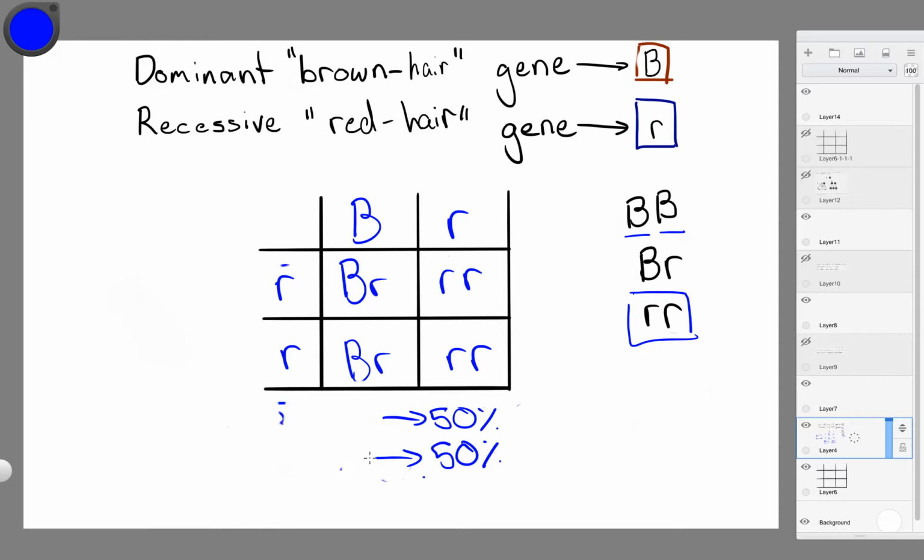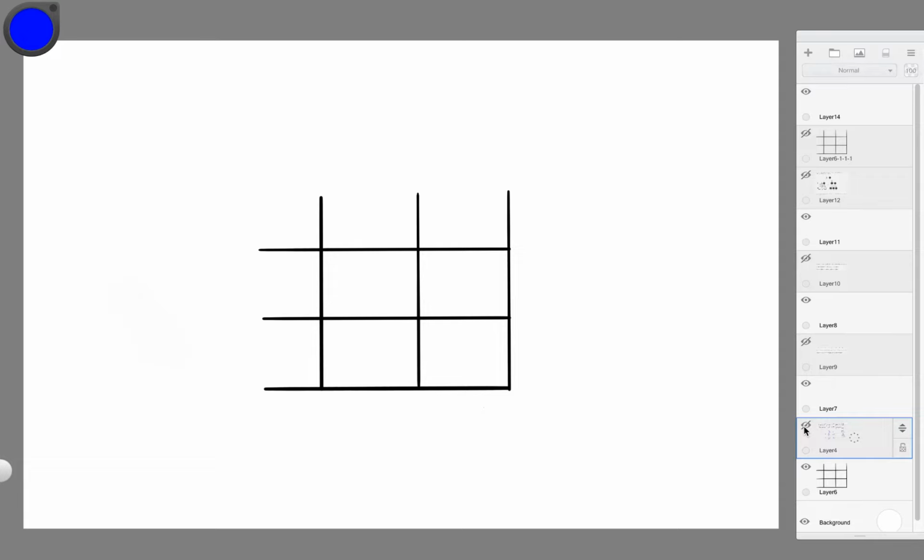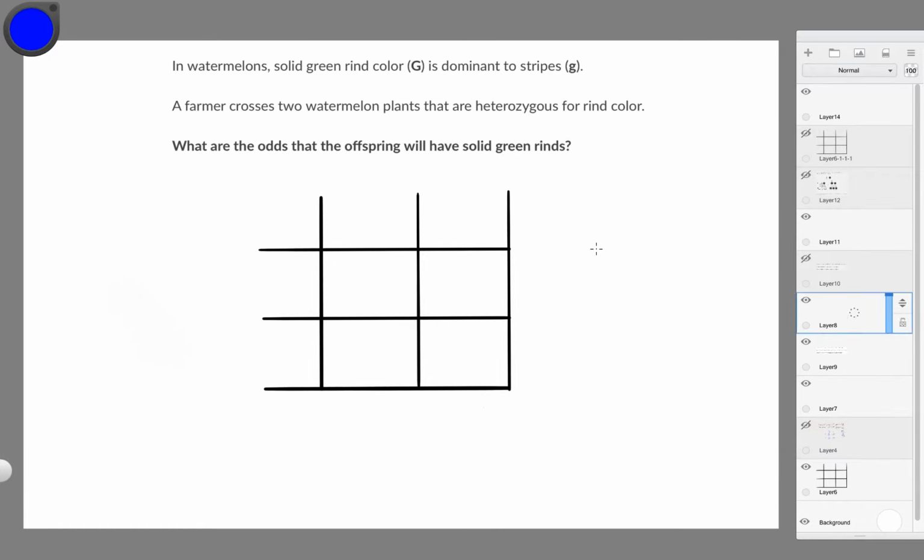So let's sort of move on from there. Let's go to an actual example. Maybe we can just get rid of that. There we go, that's better. All right. So in watermelons, solid green rind color, G, is dominant to stripes, which is lowercase g. So let's go with solid green is capital G. Actually, let's just write it as solid, just so we remember solid versus stripes. So solid. And then we have lowercase g equals stripes.